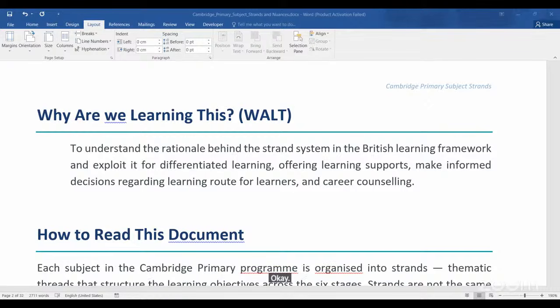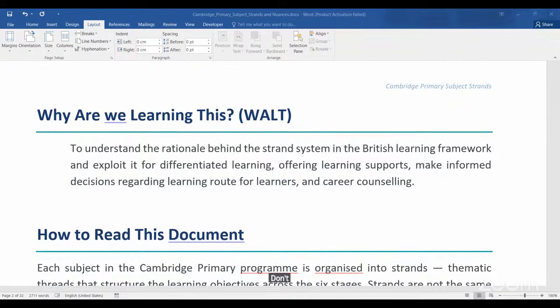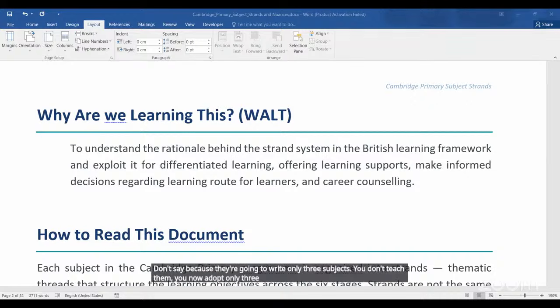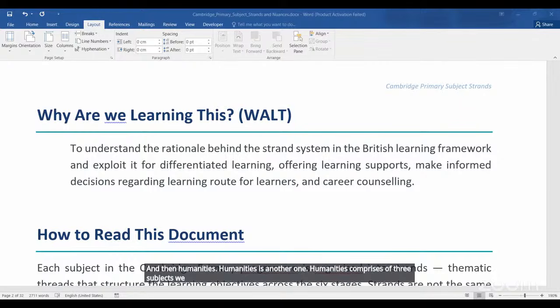Okay. Now the 13 subjects that they have from primary to lower secondary are very, very important to be taught. Don't say because they're going to write only three subjects, you now teach them only three subjects. I suggest a minimum of 7 subjects from British to be blended with Nigerian subjects. What are those 7? They have math, English, science, computing, literacy, and then humanities.